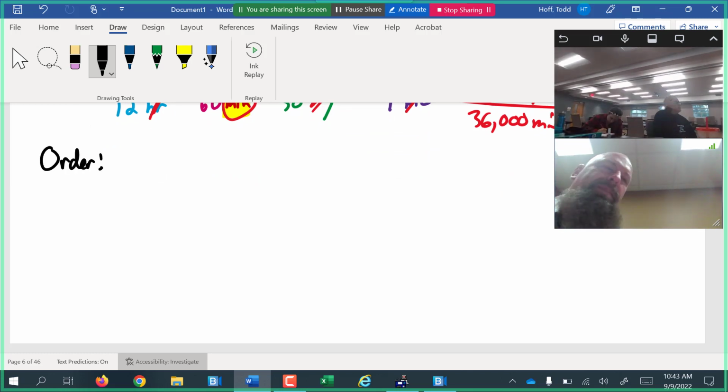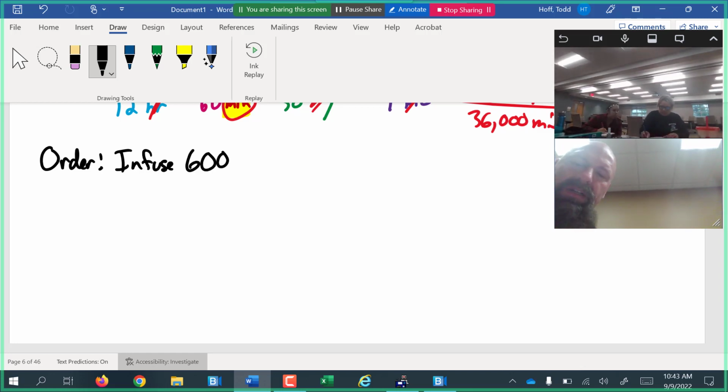Let's look at one more example of IV, and then I'm going to take a step back to a regular dosage for a second. So our order is to infuse 600 milligrams over, sorry, my handwriting is horrible today for some reason, over 4 hours, or 45 minutes, I should say.